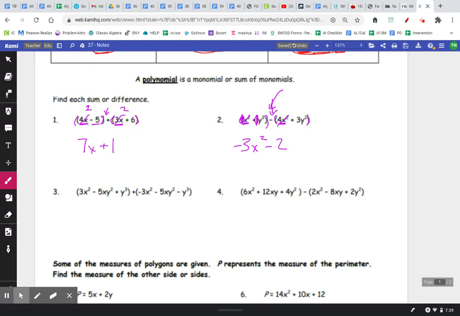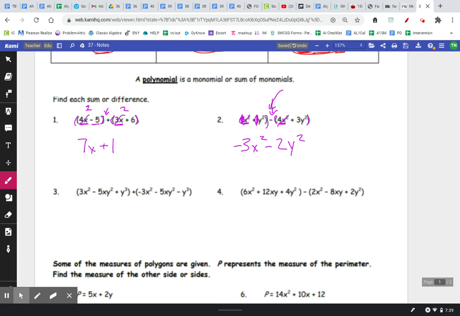What did they have in common? They still have that thing in common. It was a y squared. Why can't I take this any further? Because x squared and y squared are not alike. So my answer is a binomial. I would read it as negative 3x squared minus 3y squared. Okay, let's dive into a bigger example.